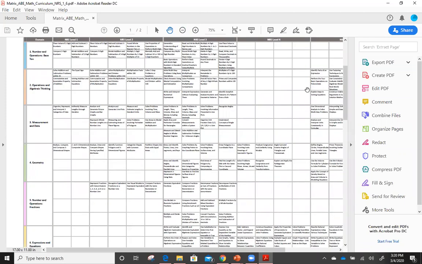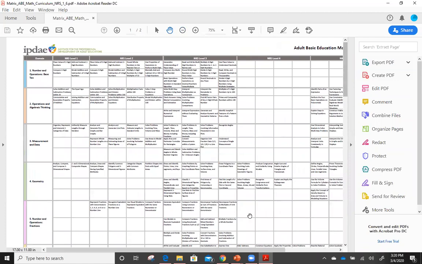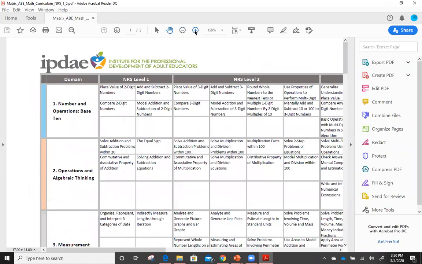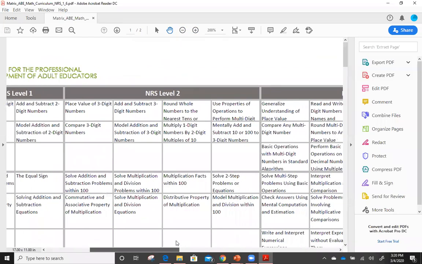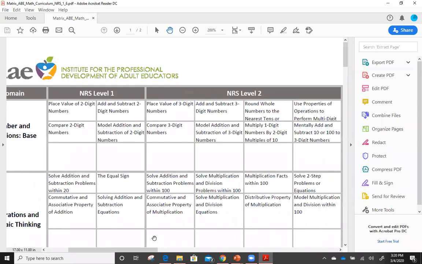If not, you can print the whole thing as well. You can also zoom in and out. You can keep it in electronic format and then zoom in and out of each of the domains. That will work well as well.